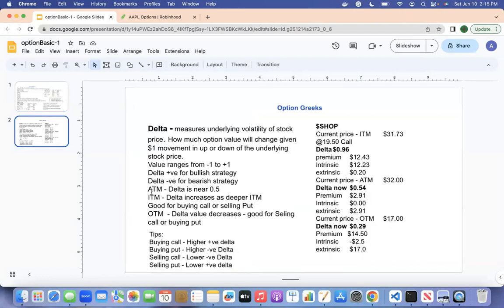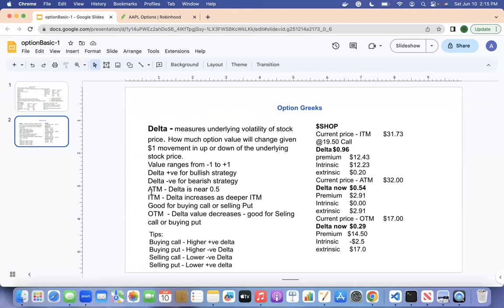And delta is one of the most significant Greeks, or I would say indicators, for choosing the right strike price and for what kind of transaction you're doing, buying call or buying put. So you have to be very careful that for buying call, higher positive delta is good. For buying put, higher negative delta is good. For selling call, negative delta and lower value of delta is good. For selling put, lower positive delta is good. So make sure you understand those things before you make trades.